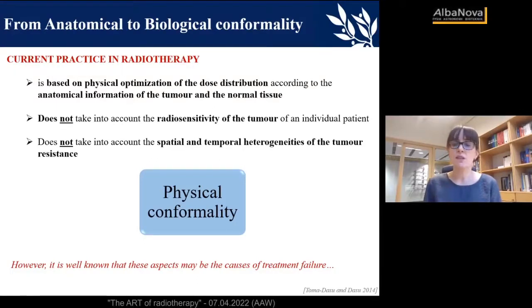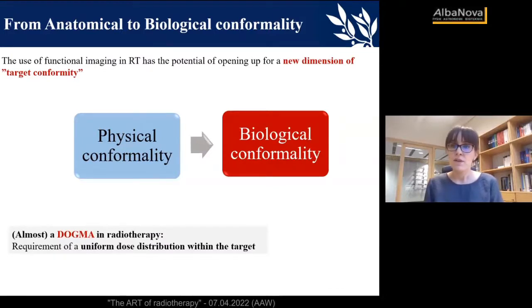So currently, radiation therapy is not taking into account this region of increased radiation resistance, and of course, it's not taking into account also what could be the spatial changes of this location during the treatment. However, functional imaging in radiotherapy could give us this precious information that could allow us to escalate the dose, boost the dose in these areas of increased radiation resistance.